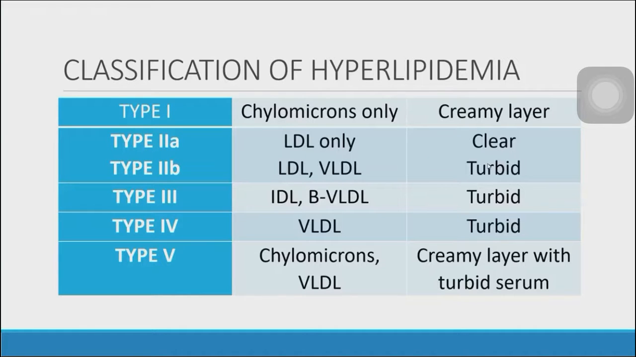Okay, so for type 3, we have presence of IDL or intermediate density lipoprotein and beta VLDL. So again, maging appearance na turbid. For type 4 naman, VLDL, turbid. Type 5, both chylomicrons and VLDL. So ang serum appearance niya, of course, again, pag may chylomicrons, creamy layer. Kapag may VLDL, may turbid serum.